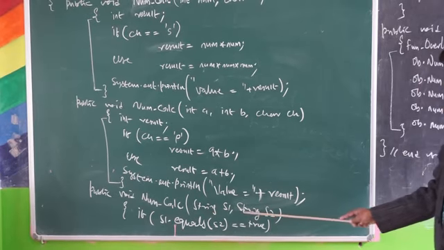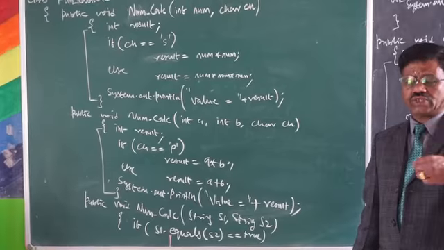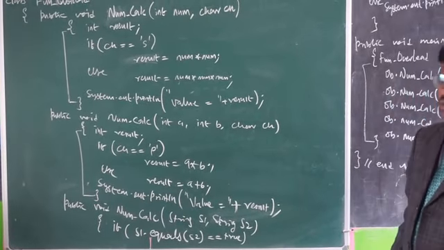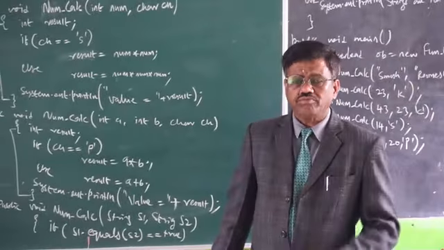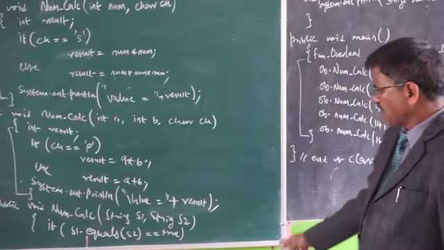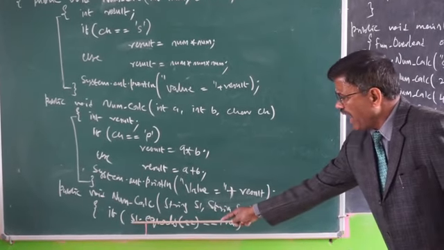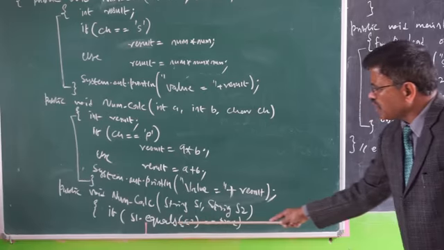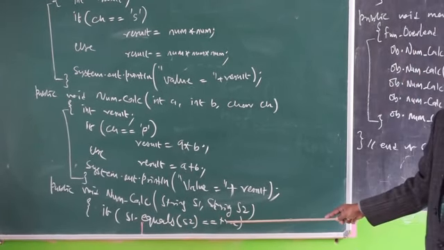String S1, string S2. I want to know whether S1 and S2 are the same. If they are the same, you tell that both the strings are equal. If they are not the same, then you must say they are not equal. Have a close look. There is a built-in method called equals: S1.equals(S2).